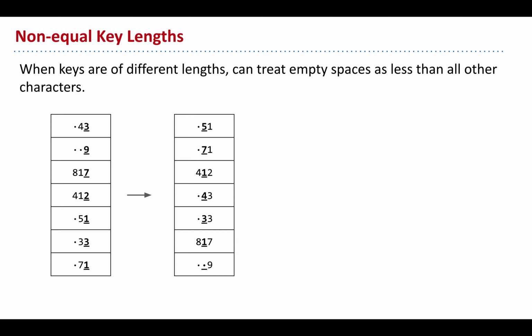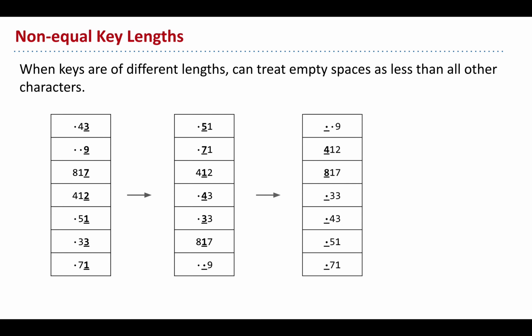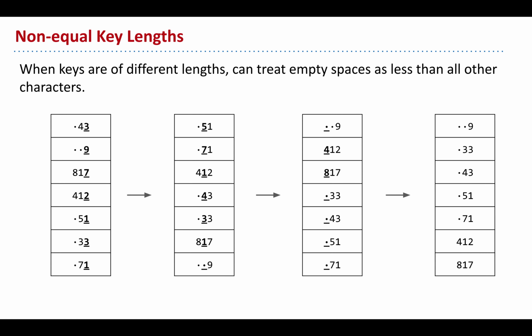Then when we want to sort on the next most significant digit, we'll sort on all those. 9 doesn't have anything there, so we'll pretend that empty space is less than all the other entries, and we'll shove that one to the top, right? And then when we move into the most significant digit, we do the same thing, and we end up with it finally sorted, right? 9, 33, 43, 51, and so on.